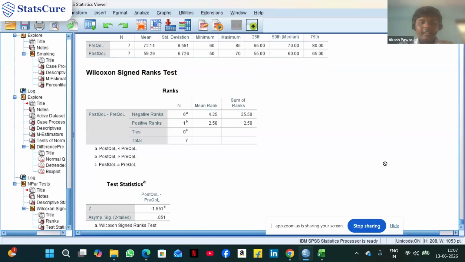The asymptotic significance, two-tailed, is 0.05, and it is borderline significant, or we may say it is not significant. Better to say not significant. So here we say that though the quality of life has reduced, 70 to 60, it is not significantly reduced. Akash, I think Suhani wants to say something. Yeah, Suhani, do you want to say anything?